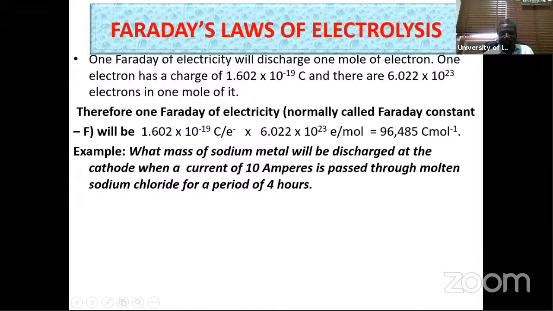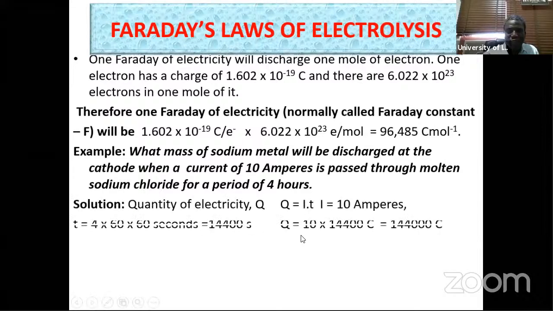What mass of metal will be discharged at the cathode when a current of 10 ampere is passed through molten silver and sodium chloride for a period of 4 hours? So all you simply need to do is just go on with the calculation. You calculate the quantity. You have 10 ampere, that is your I. Your T now will be 4 hours. 4 times 60 times 60 will give you this. And therefore, your Q will be equal to 10 times this value, and you have that value.